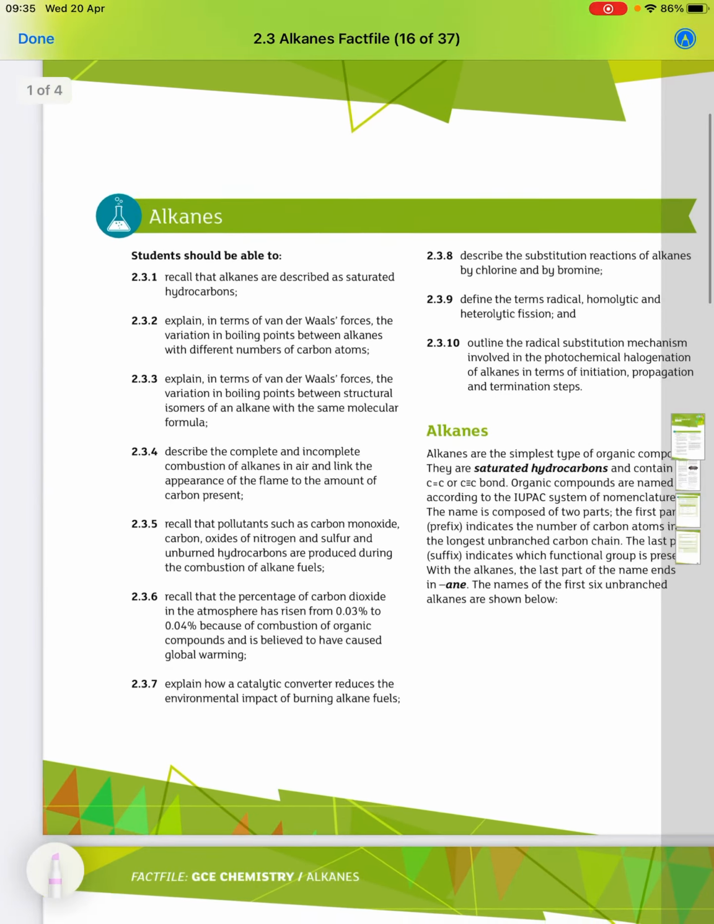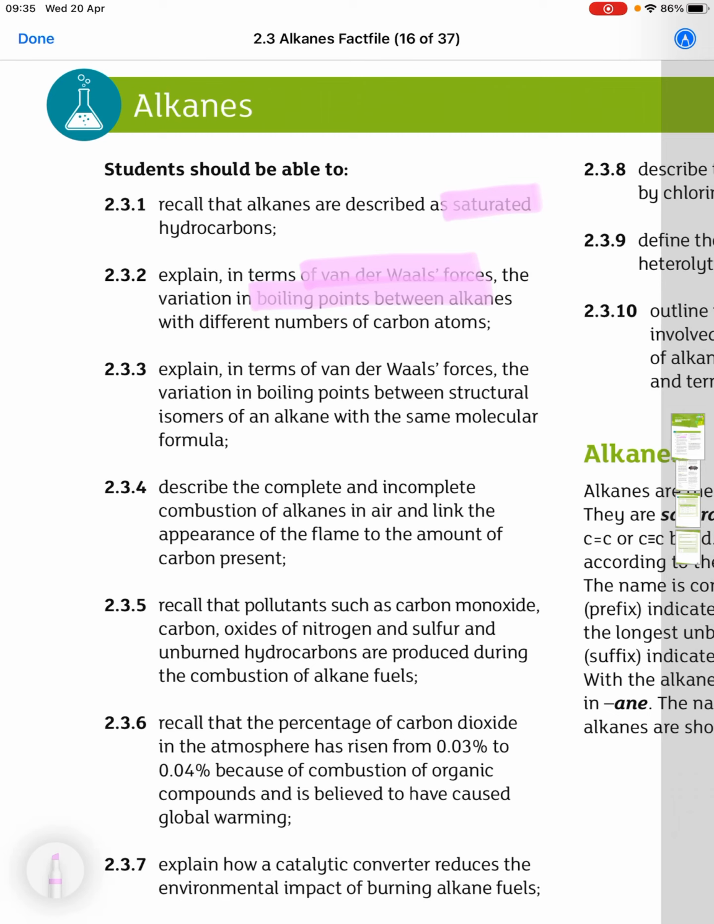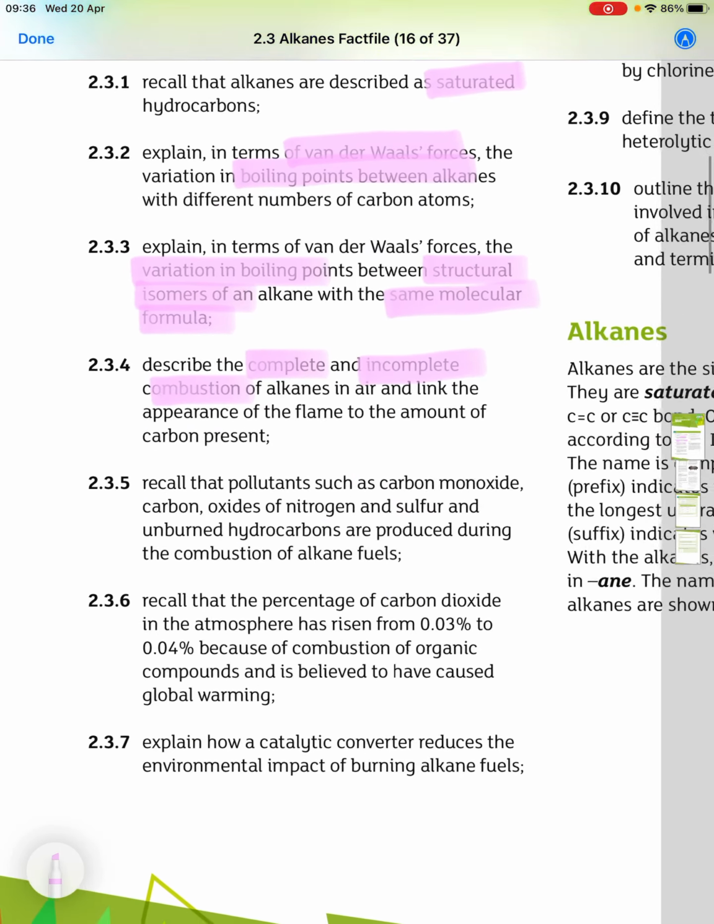This is 2.3 Alkanes. So in this topic there are quite a few points, but it's actually not a terribly long topic. You need to recall that alkanes are described as saturated hydrocarbons. Explain in terms of van der Waals forces the variation in boiling points between the alkanes with different numbers of carbon atoms. Explain in terms of van der Waals the variation in boiling points between structural isomers of an alkane with the same molecular formula.